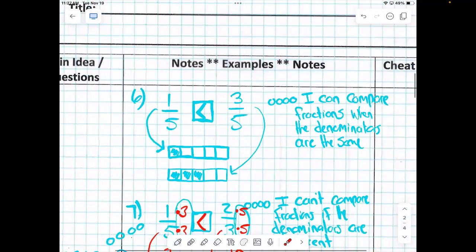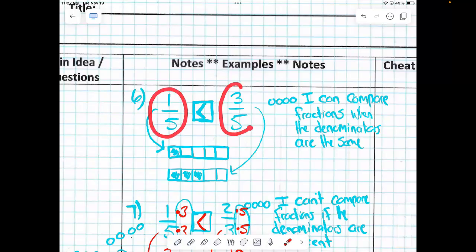Here are my two fractions I started with, 1/5 and 3/5. Can I compare 1/5 and 3/5? Yes, I can. Why can I easily compare those two, Layla? Because they both have the same denominator. Therefore, they're easy to compare, right? 1/5 of a candy bar is definitely smaller than 3/5 of a candy bar. We have the candy bar cut into equal pieces, right?